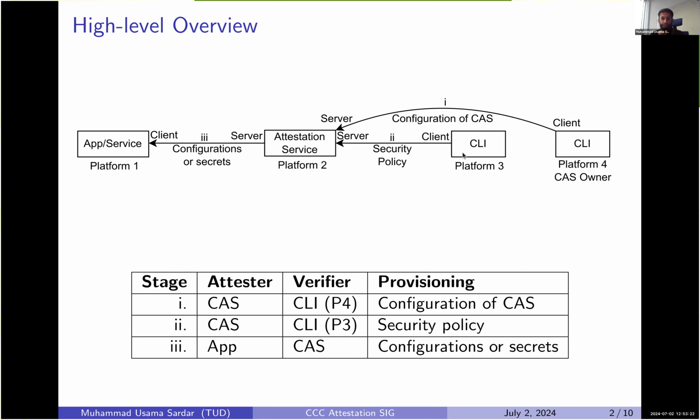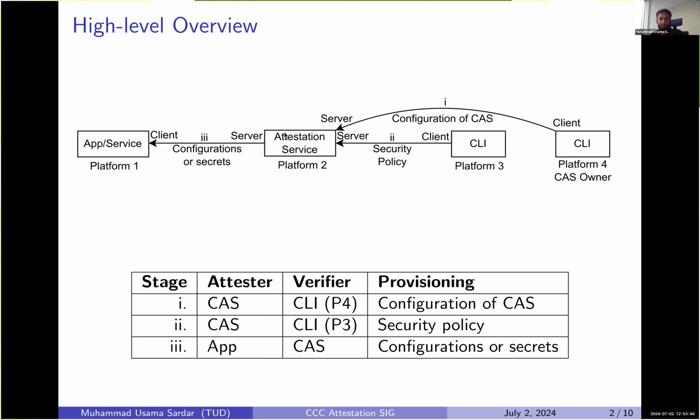And then there is this CLI, which is interacting with the attestation service. This is the application owner, which is again on a different platform. And the fourth one is the configuration and attestation service owner.